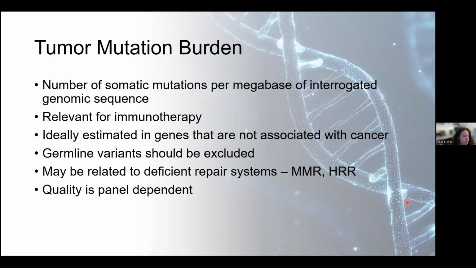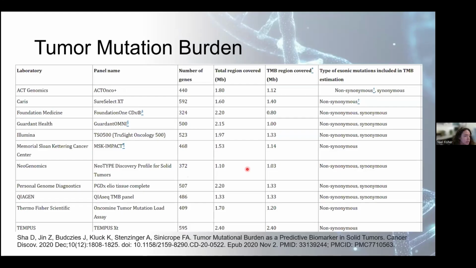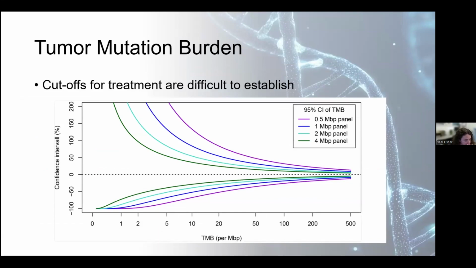But the quality of the number we receive in the tumor mutation burden testing depends on the panel that we're using. So there are different panels that test for TMB. Each of them uses a different number of genes, covers a different number of base pairs, and some include only non-synonymous variants, others include synonymous variants. So they are really different. And that's the reason why cutoffs for treatment are difficult to establish.